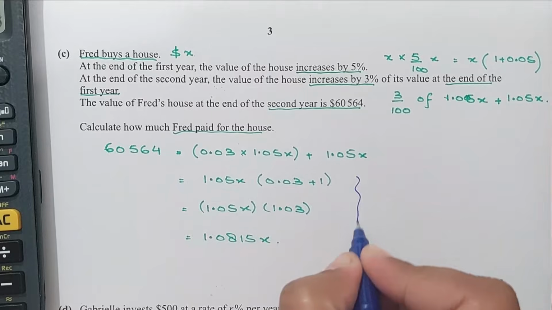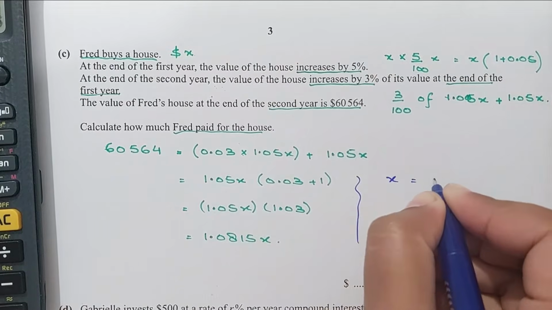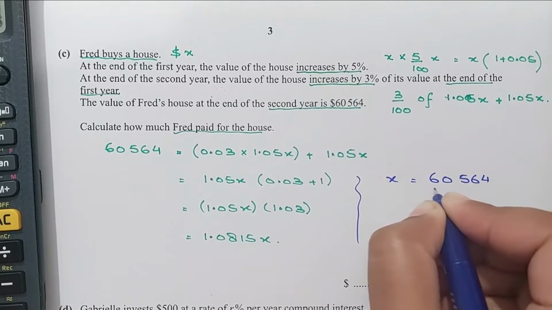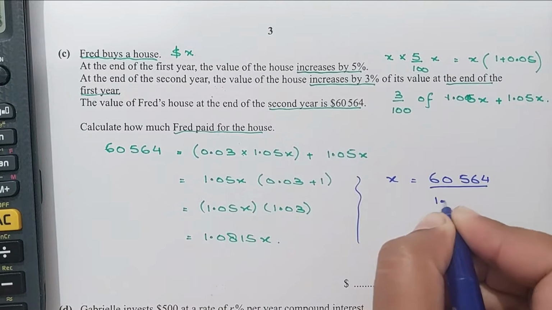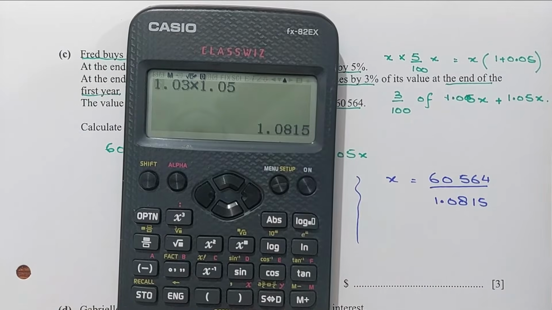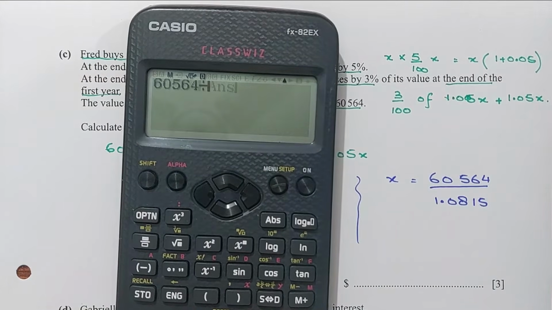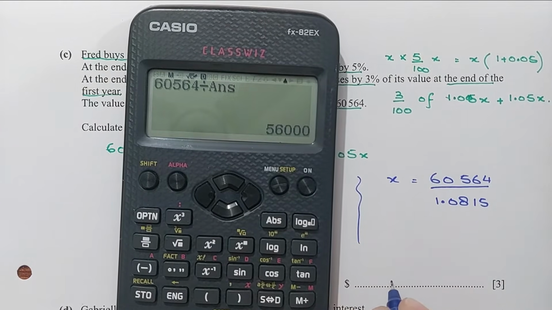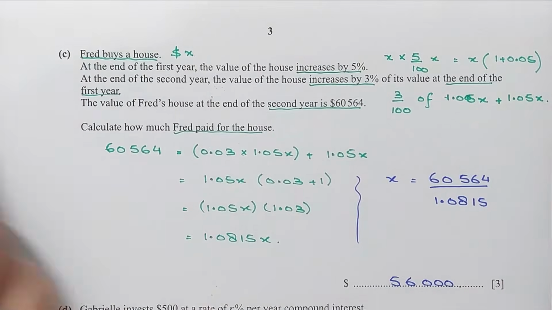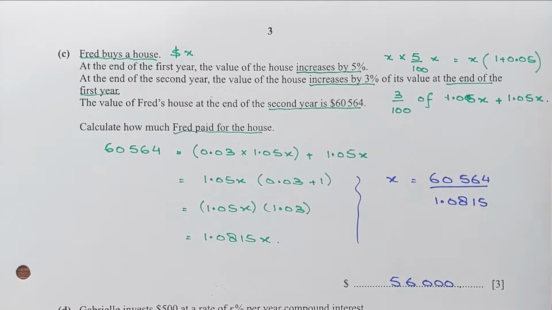Okay, so x would be 60,564 divided by 1.0815. Okay, 60,564 divided by that gives the answer. This would be 56,000. So he paid 56,000 for the house.